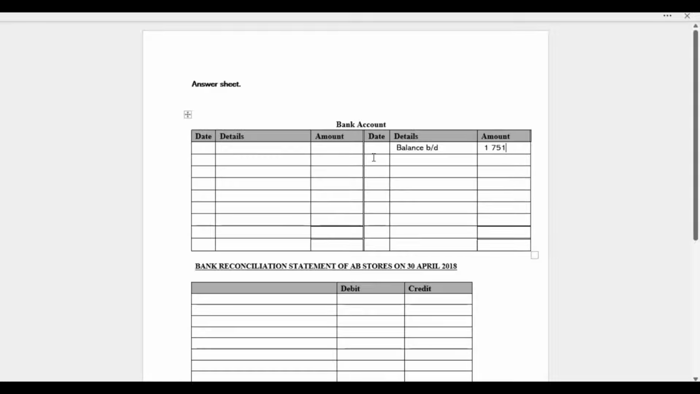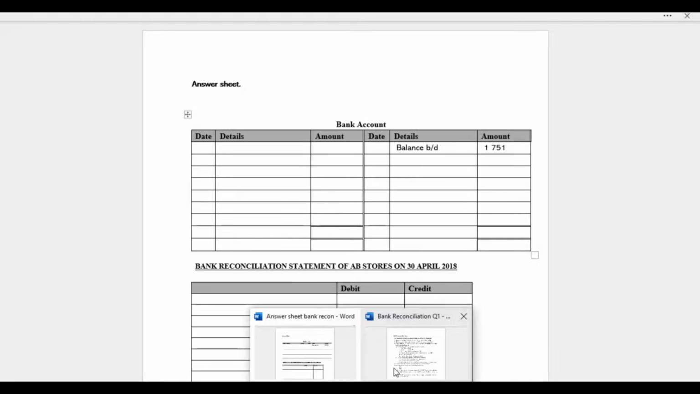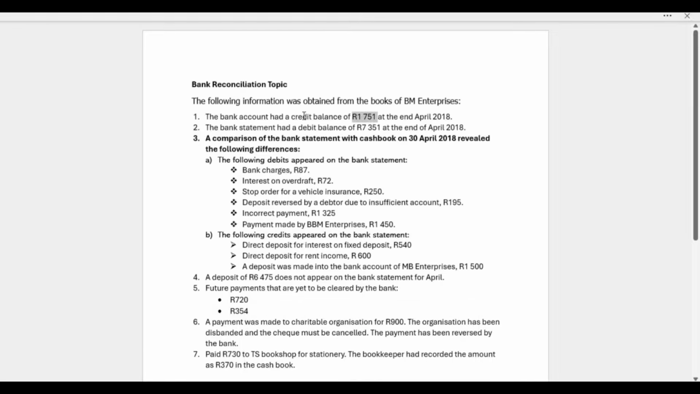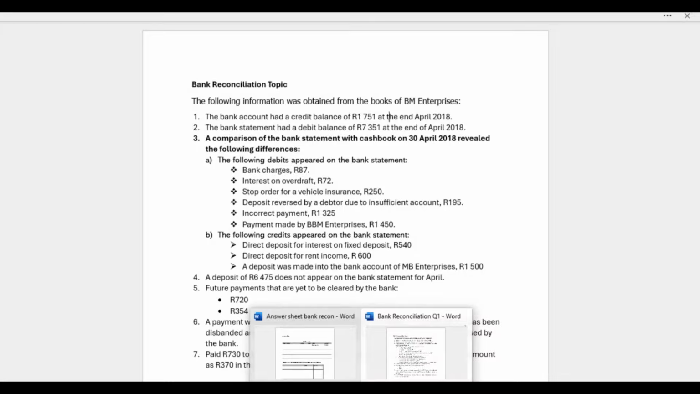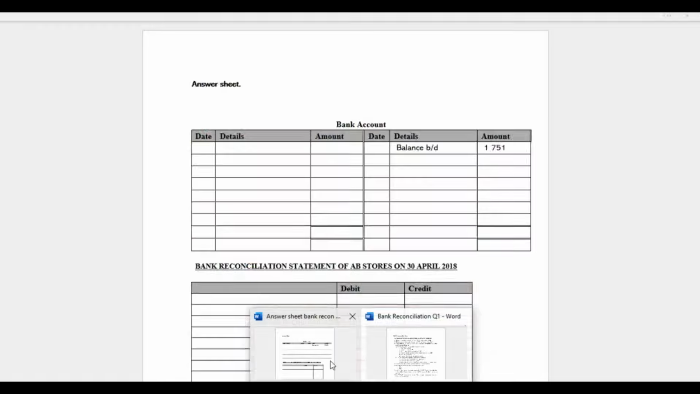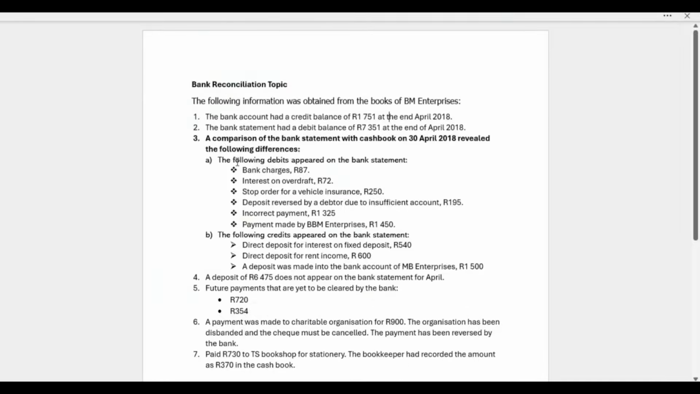That is our opening balance, because our opening balance of the bank account is on the credit side. That's what the transaction says, okay? So that is why we're crediting our opening balance, because the information says the bank account had a credit balance of 1,751. So we always have to start with the opening balance. So we're done. Now let's go to the additional information where they say the following debits appeared on the bank statement. It means they did not appear in the bank account.